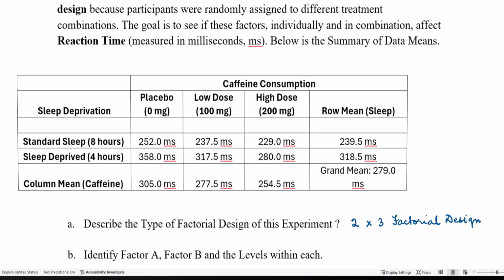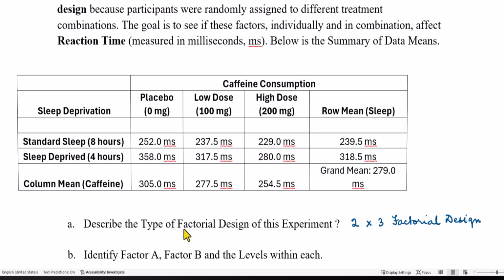And 2 times 3 also will tell us how many cells there will be in this table structure. We see 2 times 3 is 6, correct? And we have here 6 cells: standard sleep, placebo, standard sleep, low dose, standard sleep, high dose, and same for sleep deprived, and each of these categories or levels within caffeine consumption. Right? So that answers the first question.